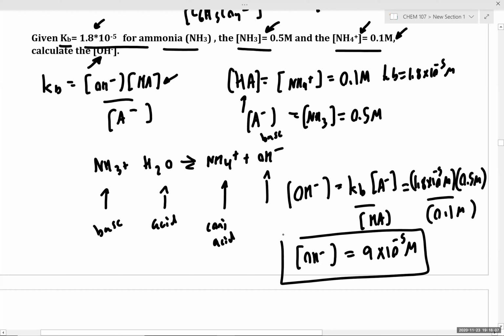Does this example make sense to everyone? So as long as you can identify your base, conjugate acid, and conjugate base, you're all set for these problems.